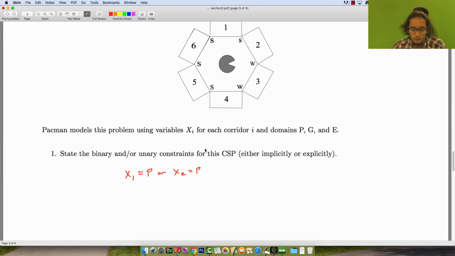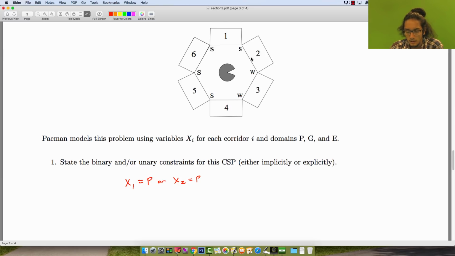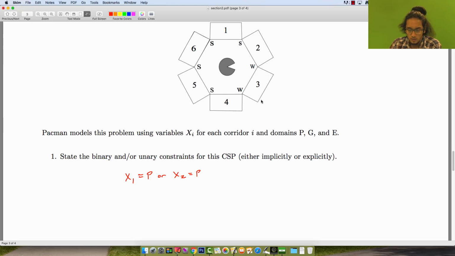Okay, let's also look at maybe what the constraint is going to give us over here. So here you have a weak breeze between door 2 and door 3, which means that at least one of these has to be an exit, because exits are what produce weak breeze, right? So that gives us one more constraint. We have that x2 is equal to an exit, or x3 is equal to an exit.